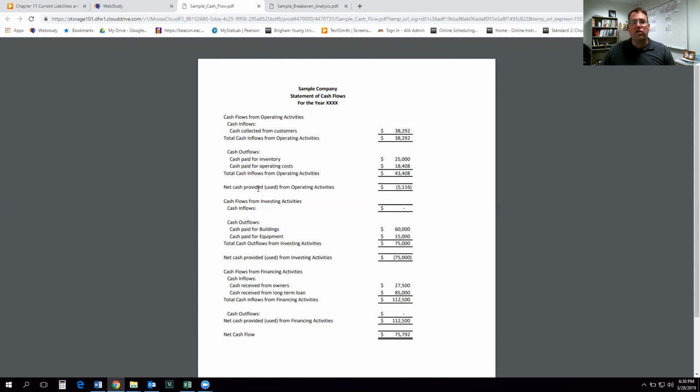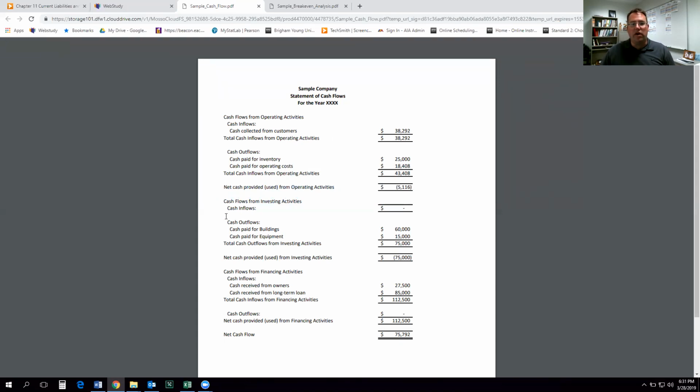So you can see this business, even though they made a profit in the first year, actually had a negative cash inflow, an overall cash outflow from their operating activities. Part of that's because they bought all this inventory and they didn't sell all of it yet.